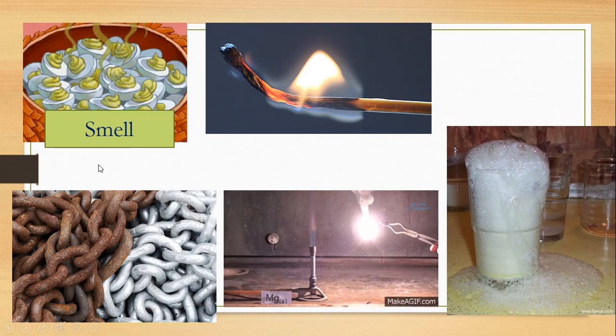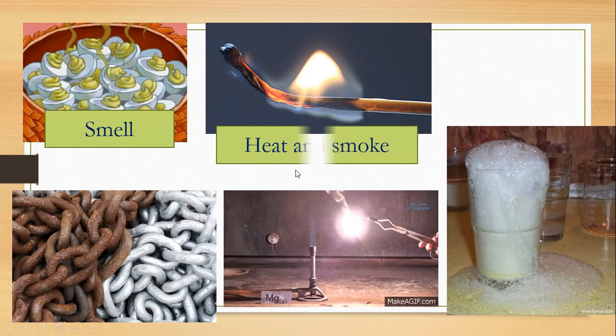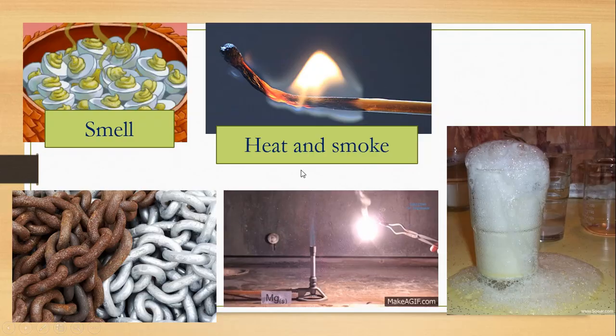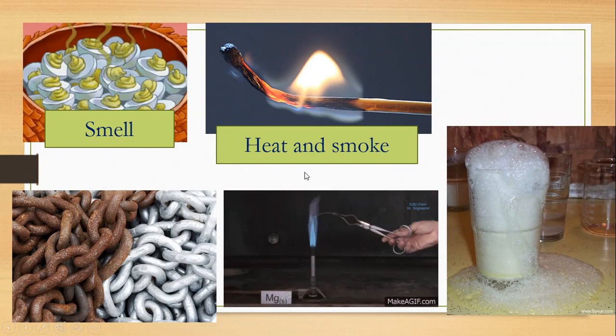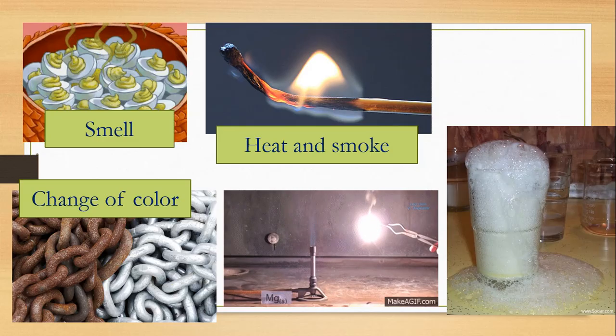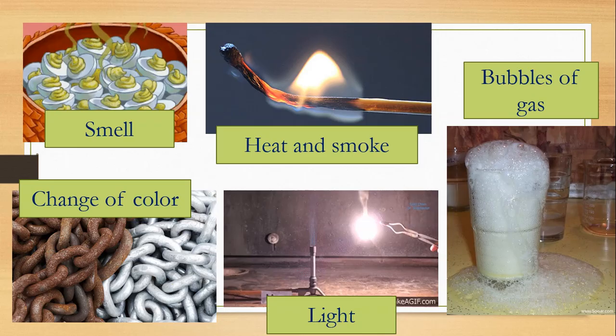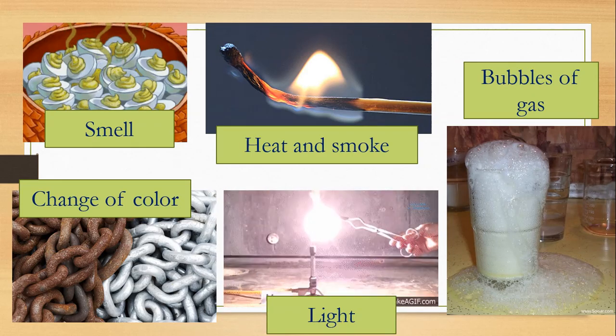The smell. You'll have a bad smell. What about burning a matchstick? You'll see smoke and heat. Also light. Now, rusted iron, you can see the change of color. When you burn a bar of magnesium, you can notice the light. And when you mix vinegar with baking soda, you can see the bubbles of gas, carbon dioxide gas.